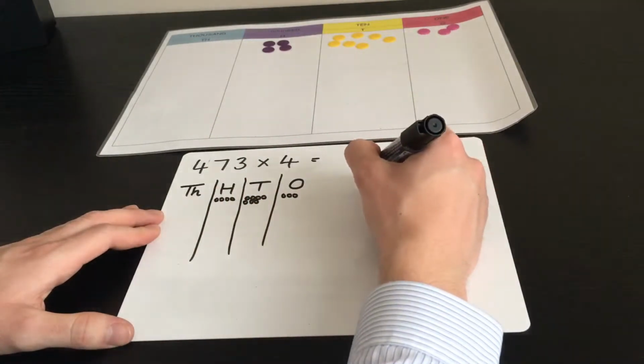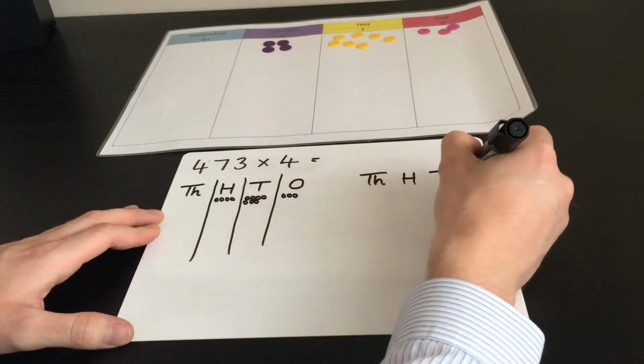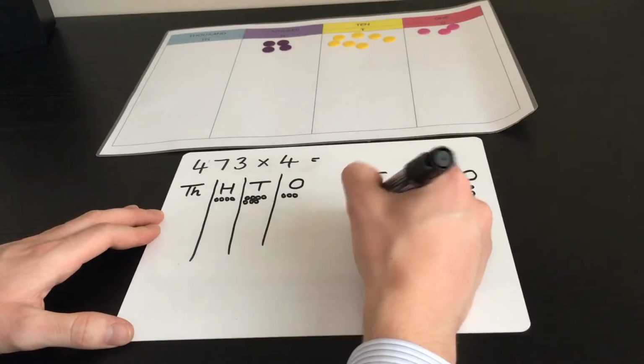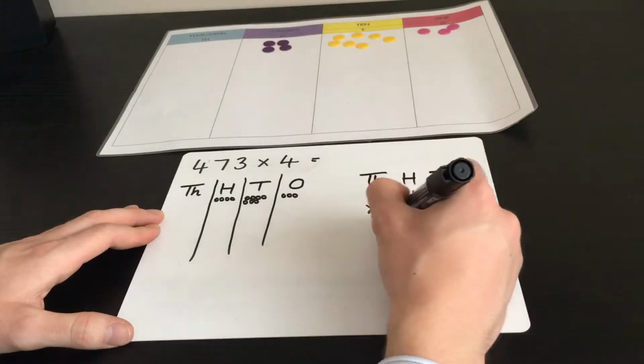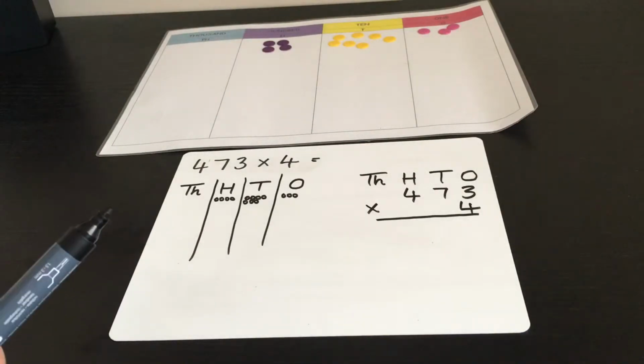Now from a formal method, I'm going to need thousands, hundreds, tens and ones. I'm going to need to do 473 and multiply that by 4 and draw a neat line underneath for my formal method. So now that I'm all set up, I can make a start.